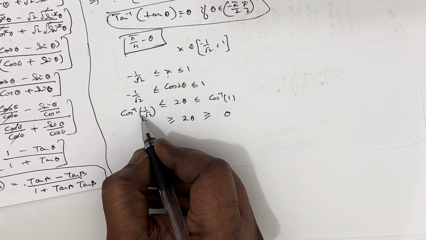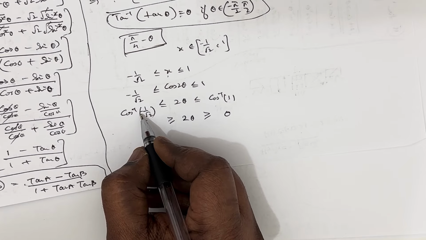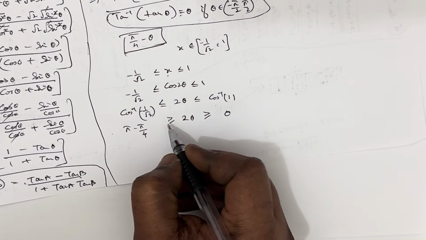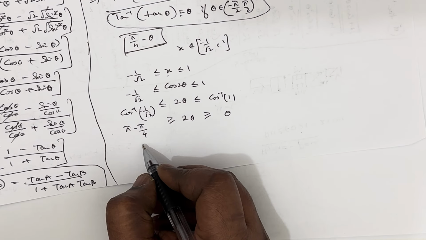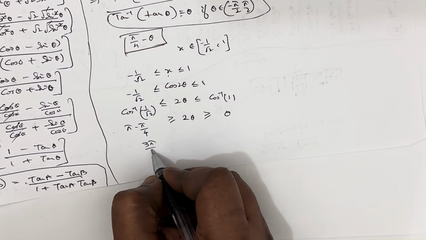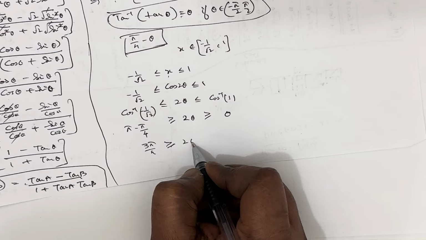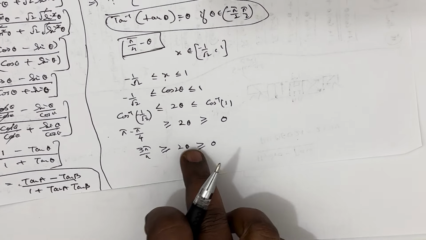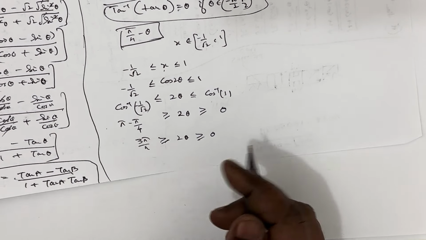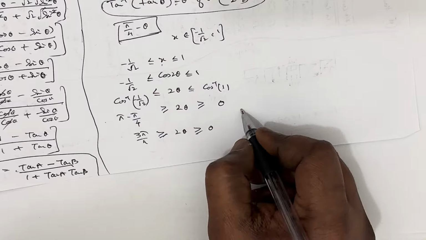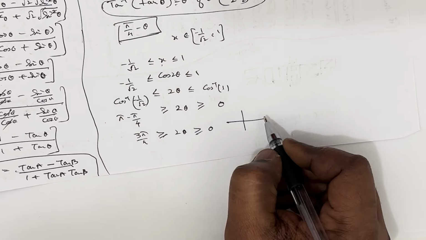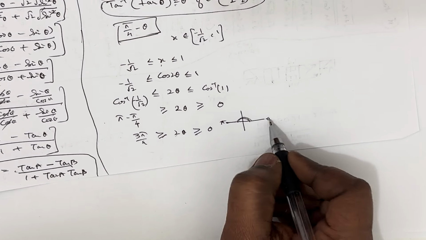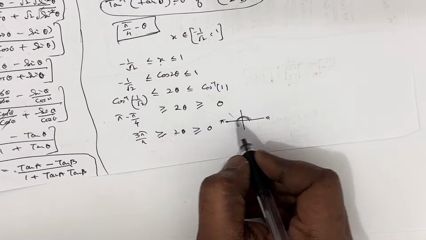The principal value of cos inverse minus 1 by root 2 will be pi minus pi by 4. So this will be 3 pi by 4. So 2 theta is greater than 0 and this is less than 3 pi by 4. You know that the range of cos inverse is from 0 to pi. So this is the range where 2 theta exists, from 0 to 3 pi by 4 here.